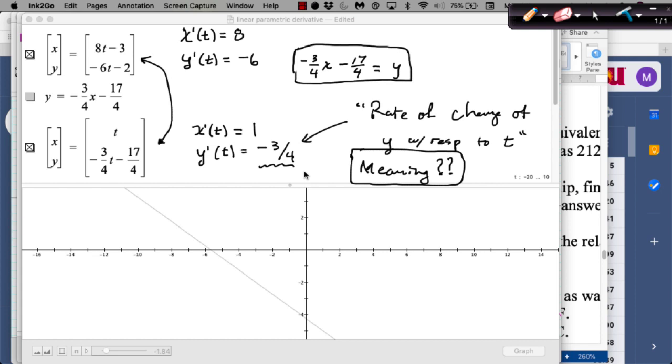What does the rate of change, negative 3/4, mean? Y with respect to t? It means however much t changes, you can multiply that amount of change by negative 3/4 to see how much y changes. That's right. It's telling us how much y changes for a change in t.